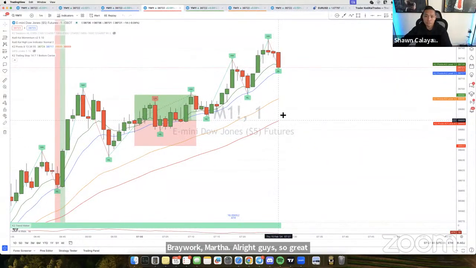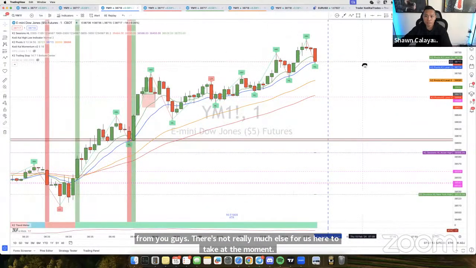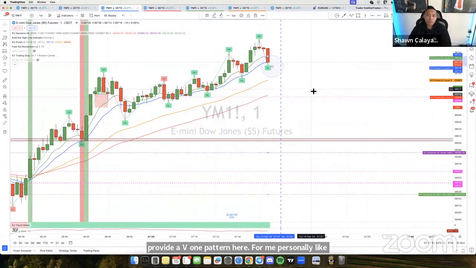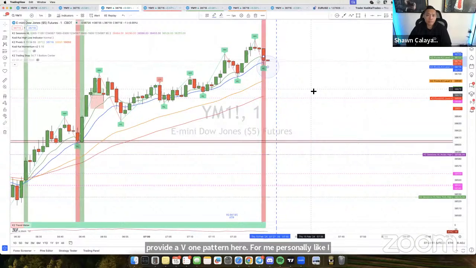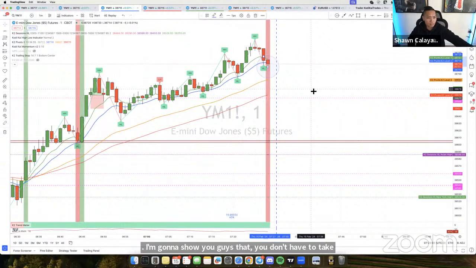There's not really much else for us here to take at the moment. We're still looking for price to swing back down, provide a V1 pattern here. For me personally, like I mentioned, I'm only taking the PRV entries, but I will mark up these other official entries as they do come up. I'm just setting an example for our mentoring group here. I want to show you guys that you don't have to take a bunch of trades. You can take one trade and be good.